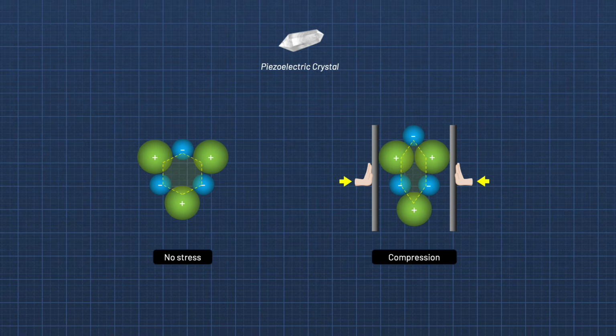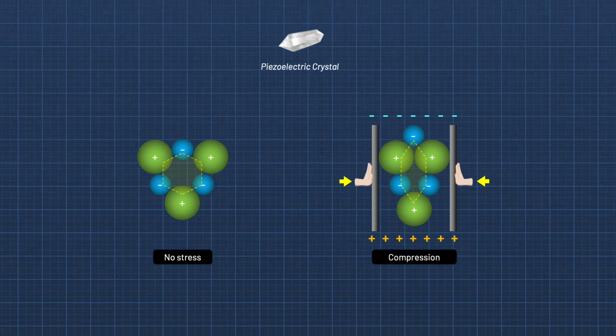But if by any chance you squeeze, you compress that material, the atoms are going to shift, and because that structure is asymmetrical, the dipoles are not going to be able to cancel each other out anymore. So this stretched cell is going to end up with a net negative charge on one side and a positive charge on another side. So we're going to have this imbalance of charge in this unit cell.